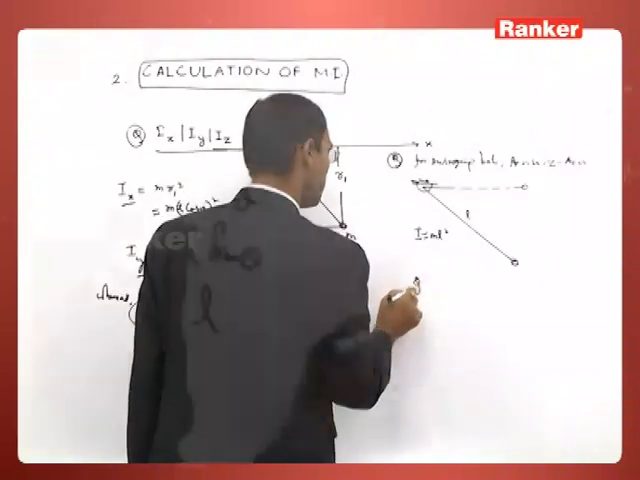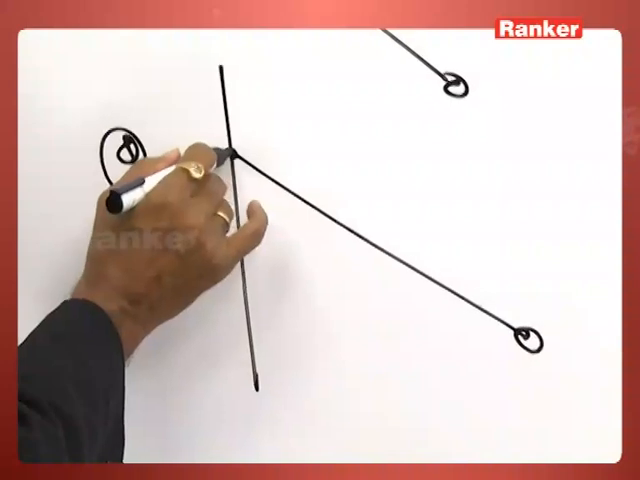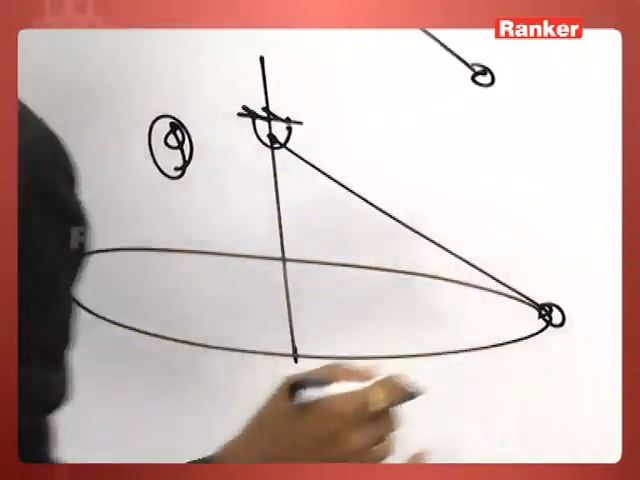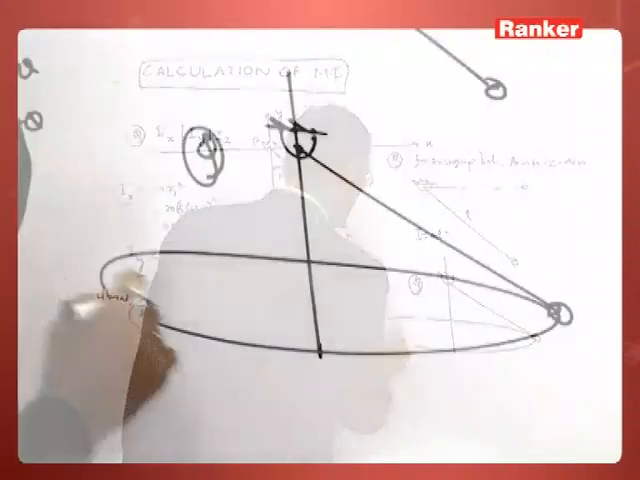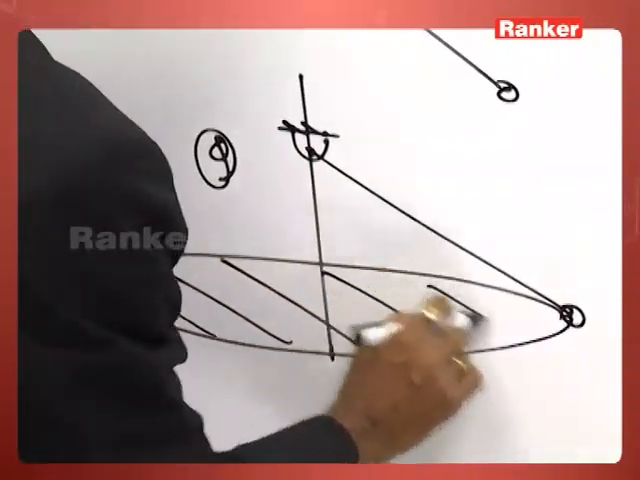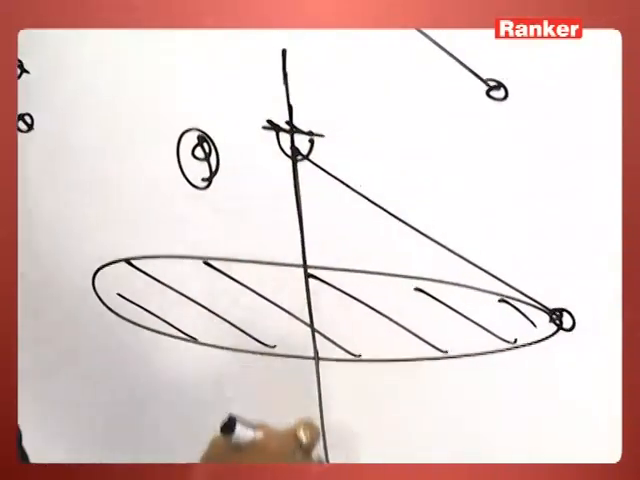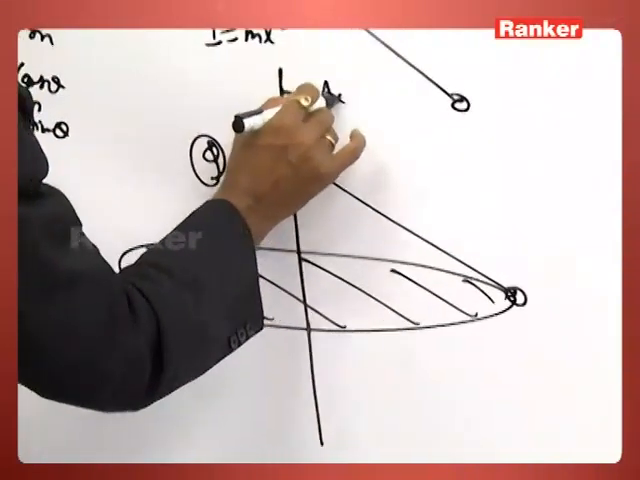Sometimes they may ask you, if the bob is revolving in circular path in horizontal plane, you need to understand when the plane is horizontal, the circular plane is horizontal. This is the axis of rotation now.